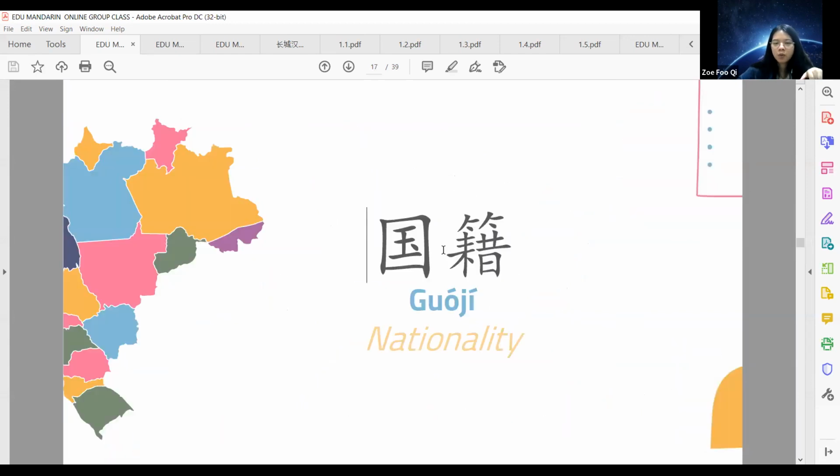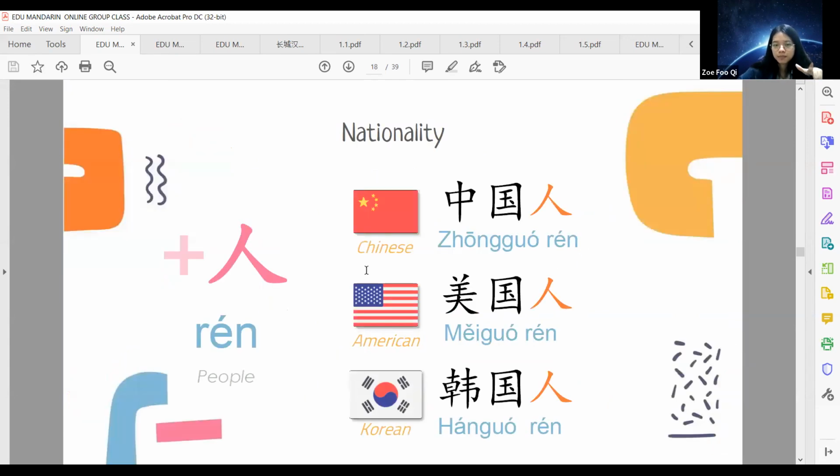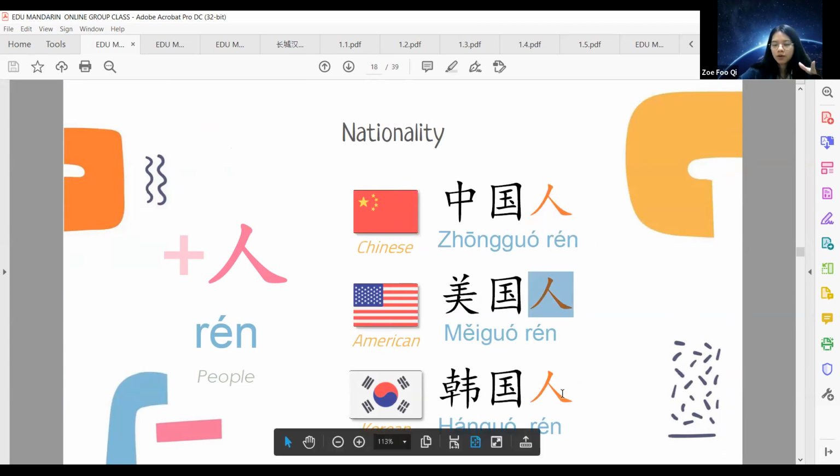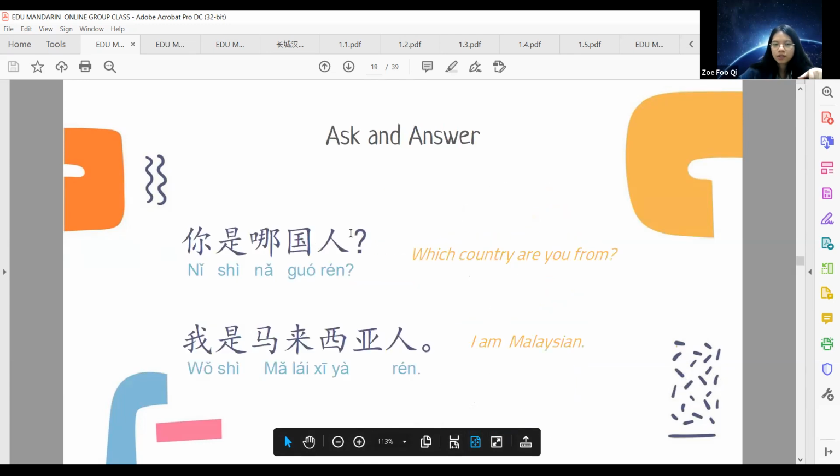Okay, so this one 国籍, which is the nationality. 国 is the country, and then 籍 is the citizenship. If you want to say the nationality, this one will be put at the back after the country. So for example, orang China, orang America, orang Korea. So 中国人, 美国人, 韩国人.